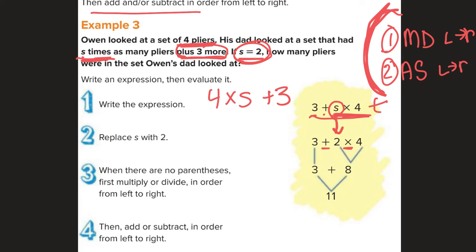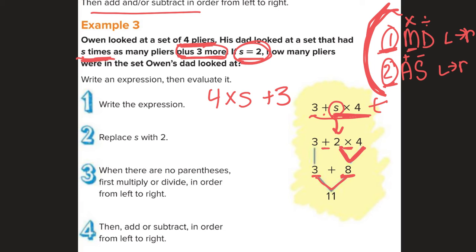We see multiplying is first, right? This is multiplying, dividing, adding, subtracting. Multiplying comes first. Okay, so I need to multiply first. 2 times 4 is 8. Then, second, comes adding and subtracting. So then I'm going to add 3 plus 8 to get 11.